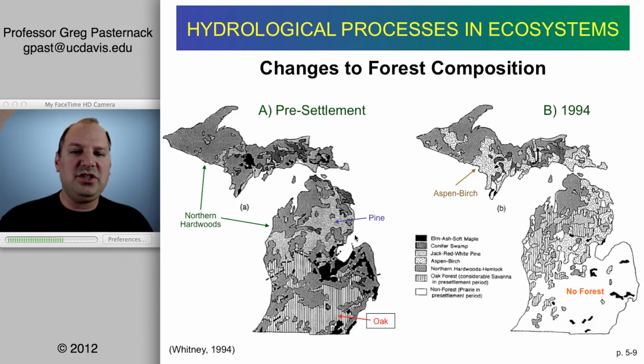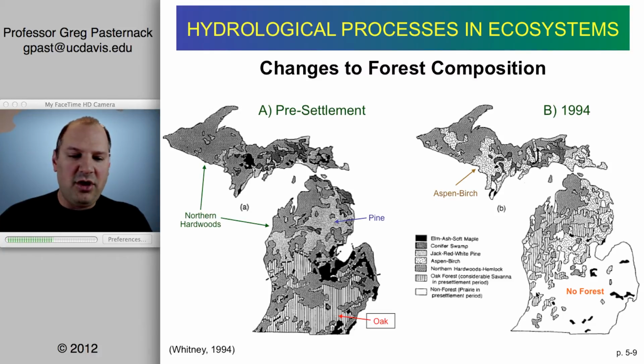In terms of the changes to forest composition, we can see that not only have forests been lost in North America, but what constitutes a forest is different. And this isn't only because of vegetative processes alone, but it also includes the impacts of animals on that as well. So for example, here we have Michigan, and what you can see is that predominantly prior to settlement, the forests were governed by oak, pine, and northern hardwoods.